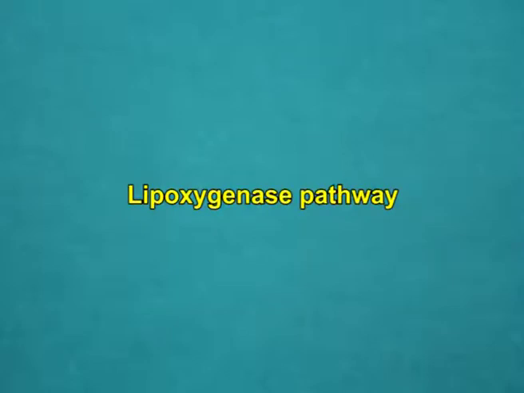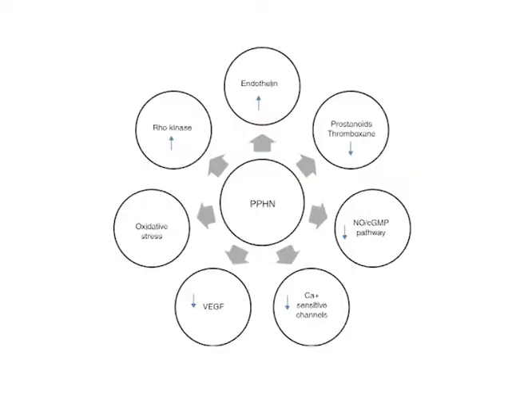Now we come to the lipoxygenase pathway. It appears to operate mainly in the lungs, WBCs and platelets. Its most important products are the leukotrienes generated by 5-lipoxygenase, particularly LTB4, a potent chemotactic agent, and LTC4 and LTD4, which together constitute the slow reacting substance of anaphylaxis.